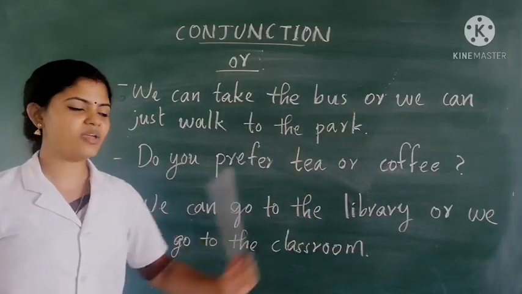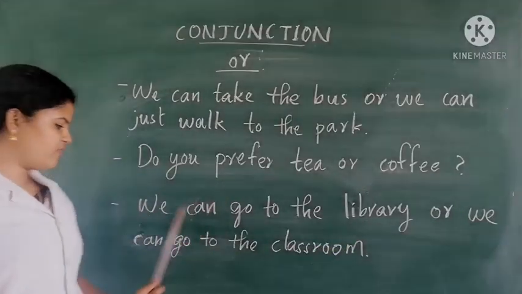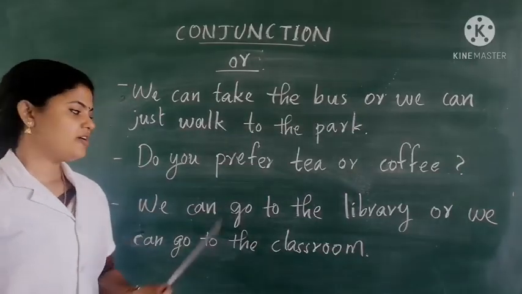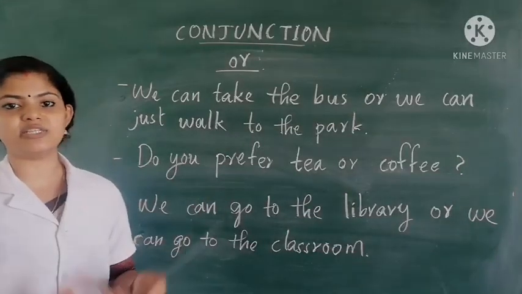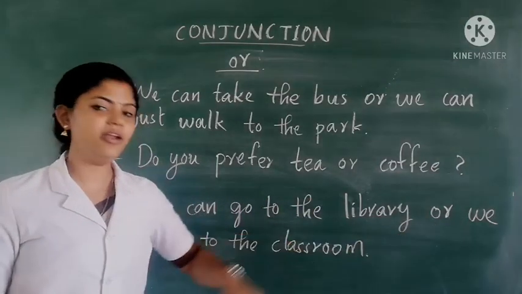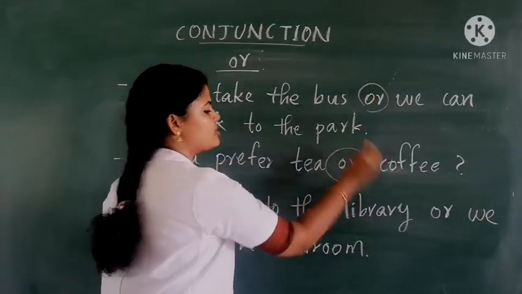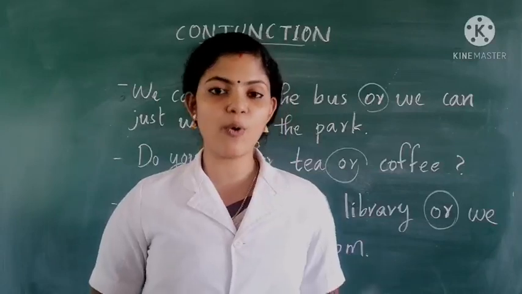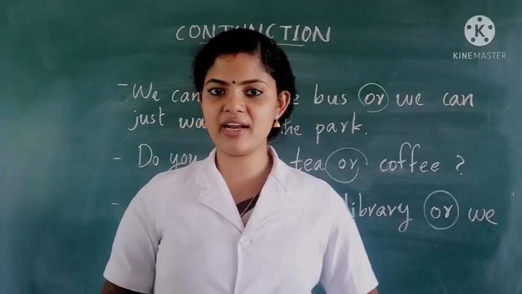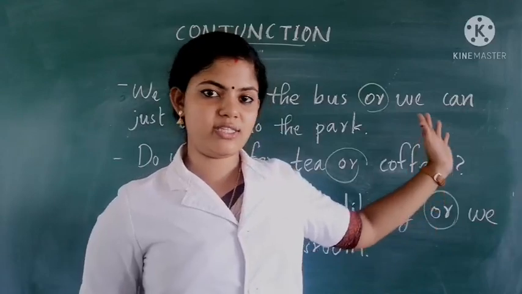If there are more than one choices, we can use the conjunction or to connect these words. Next one, we can go to the library or we can go to the classroom. There are two choices. We can go to the classroom or we can go to the library. So these sentences are connected with the conjunction or. We use the conjunction or to talk about choosing from two or more choices. If there are many choices, we can use the conjunction or to connect the words.